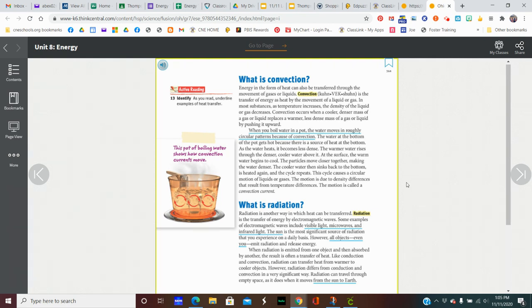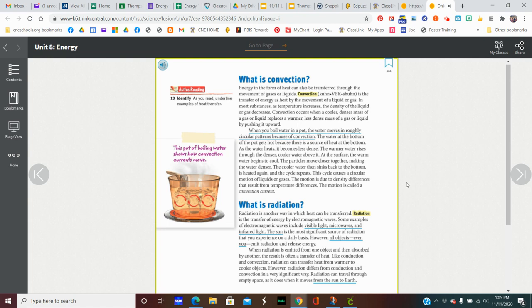Convection occurs when a cooler, denser mass of gas or liquid replaces a warmer, less dense mass of gas or liquid by pushing it upwards. So we're talking about moving. It moves up to the top, it gets heavy, moves back down again. It keeps moving around in a circle. When you boil water in a pot, the water moves in roughly a circular pattern because of convection.